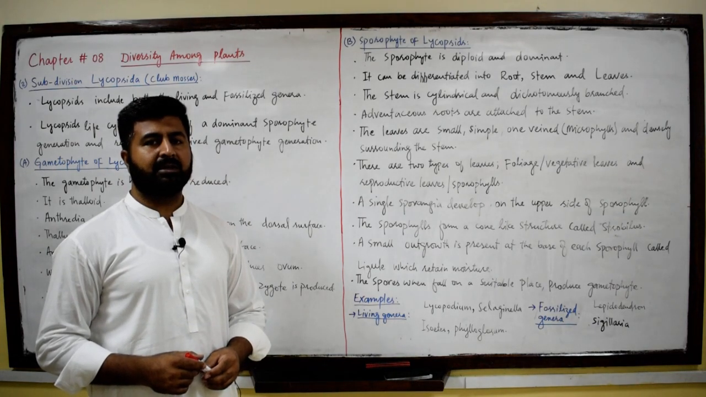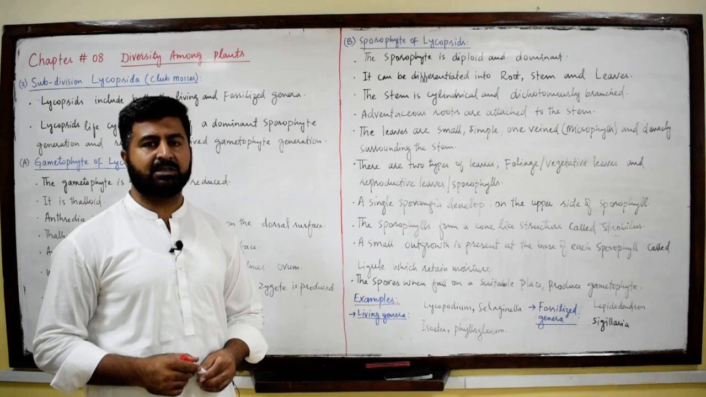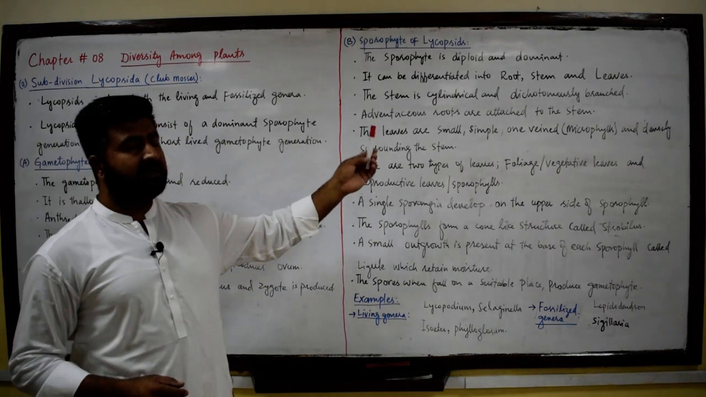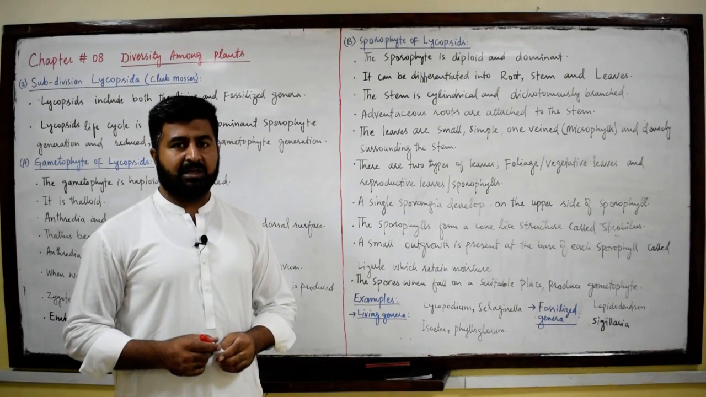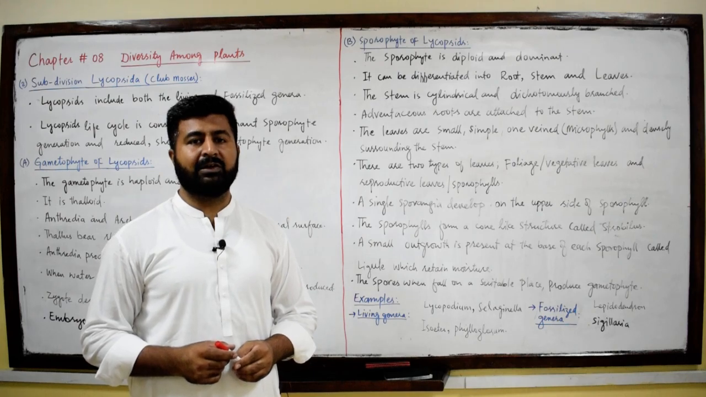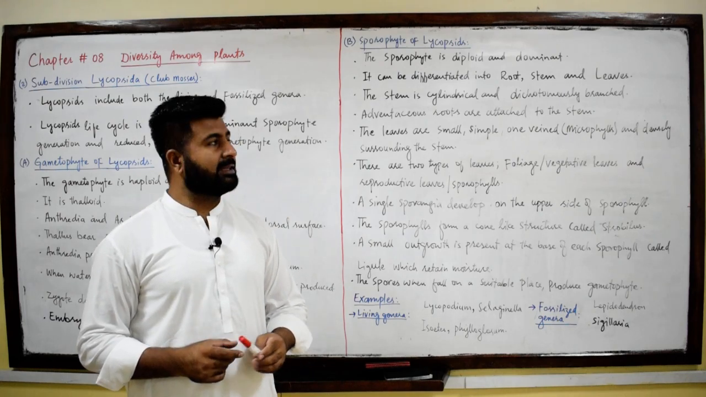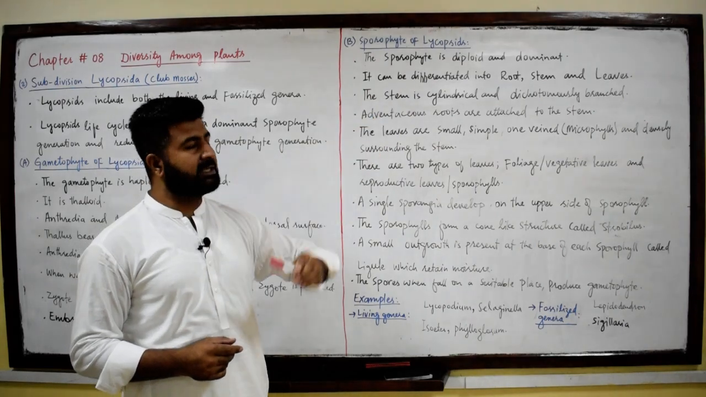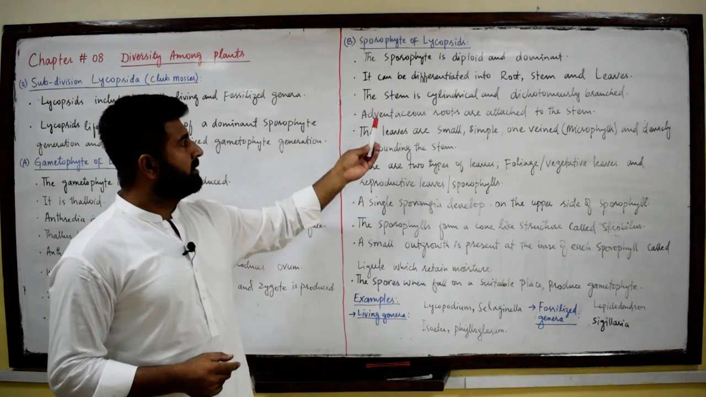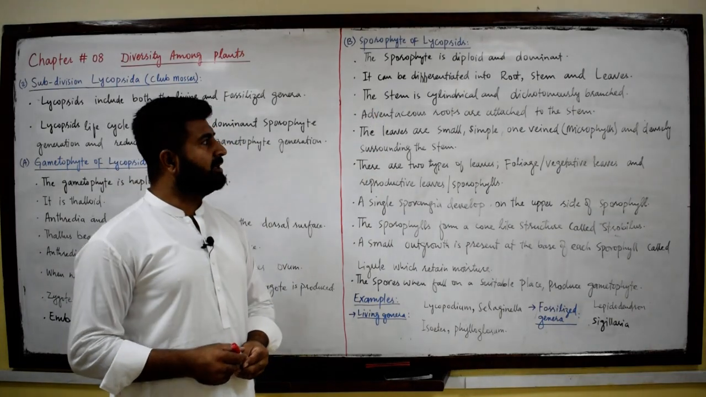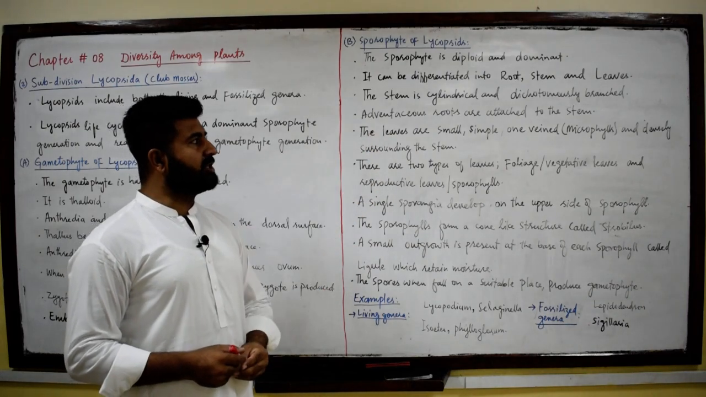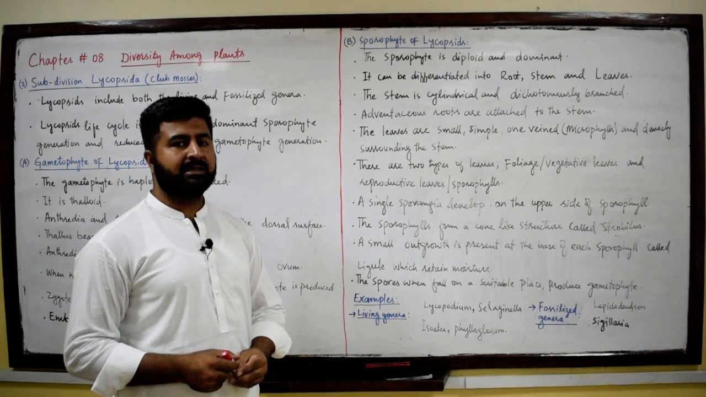If we compare the sporophyte of Lycopsids with that of the Psilopsids, you can see that in Psilopsids the sporophyte can be differentiated only into a rootless, leafless stem, while the sporophyte of the Lycopsids contains root, stem and leaves. The stem is cylindrical and dichotomously branched. Adventitious roots are attached to the stem.